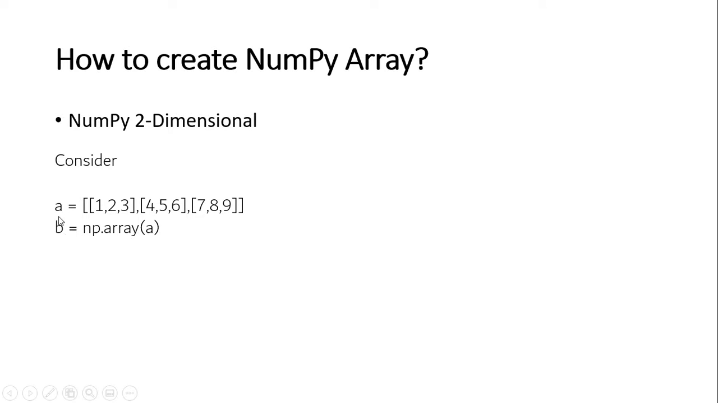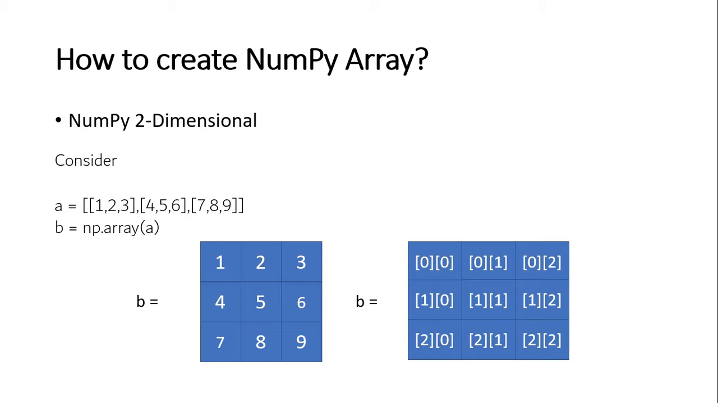Then b equal to np dot array of a. We will try to understand this very clearly. When I do this, what is happening? We are going to create a b, that is the array. It is a multi-dimensional array, and the elements will be represented like this. The first group will be placed in the first row, the second group will be placed in the second row, and the third group will be placed in the third row.